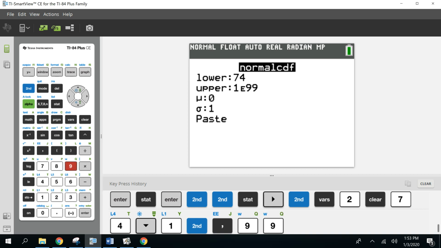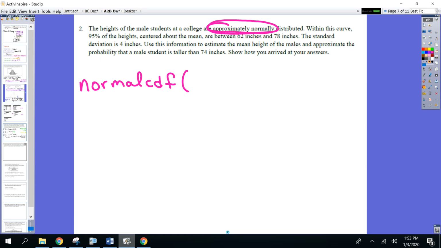Now we're going to come to a little hiccup. Anybody remember what that value was? The mean. You go back to the problem, there is no mean, but there is enough information to find the mean. We can find the mean given the info. Within this curve, 95%, we just went over this one. Within -2 to 2 are between 62 and 78.